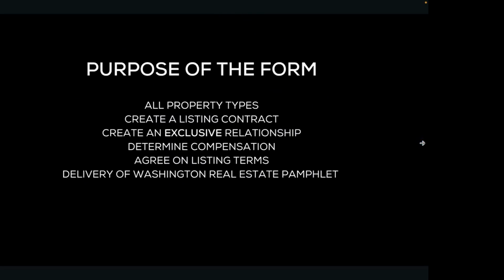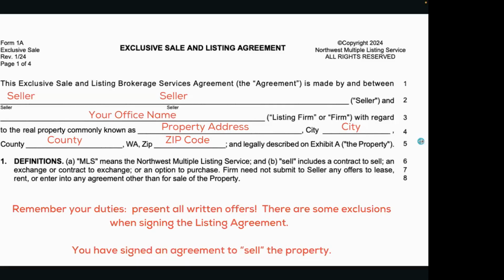So if we think about the purpose of the listing agreement itself, it is meant for all property types. It's to create a listing contract between the firm and the client, but more importantly, to create an exclusive relationship between the client and the firm. It will be the place where you get to determine your compensation, agree on the listing terms, and it will also serve as one more level of proof that we've given the Washington State pamphlet on Washington real estate brokerages. Sorry, I don't even know what to call it anymore.